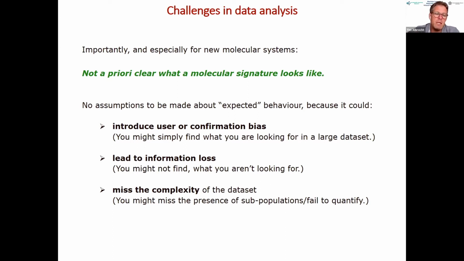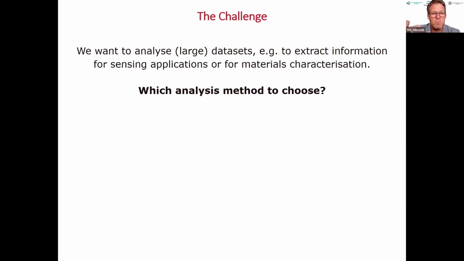That can, of course, lead to information loss if there are other types of behavior that we might not expect and therefore not look for. And then we also might miss complexity in the data set. There might be subpopulations in there which are physically meaningful, but we simply miss. These are all things that we need to be mindful of when we analyze data sets that are too large to go through by hand. And that again complicates matters in terms of user bias and so on.